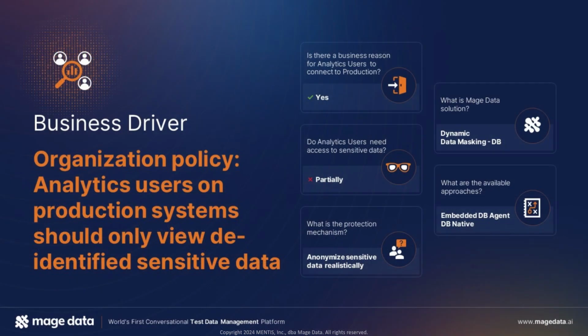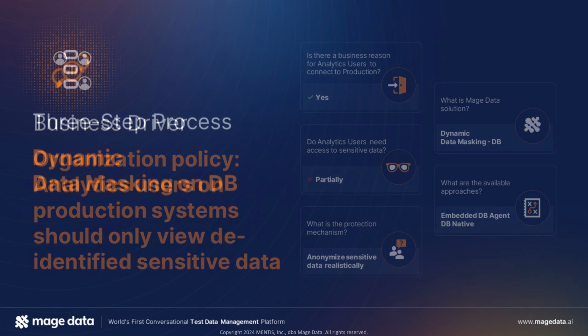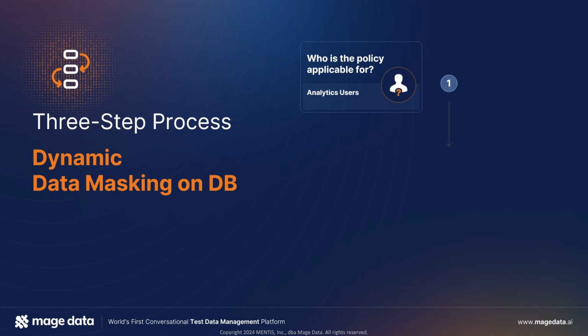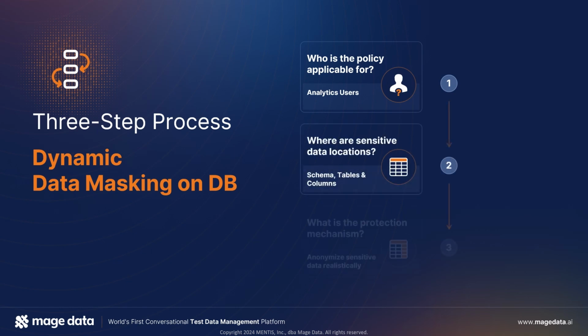The organization has a policy which states that analytics users should only have access to de-identified sensitive data. Mage Data will create a 3-step process. Who's the policy for? Where does sensitive data reside in schemas, tables, and columns? And what is the protection mechanism?